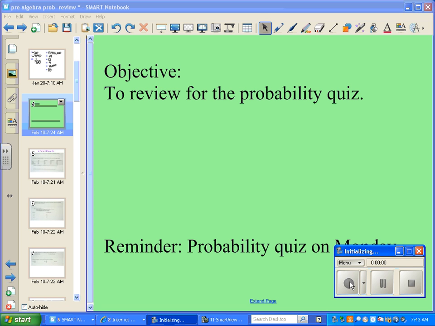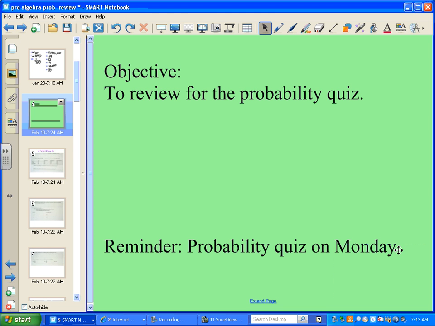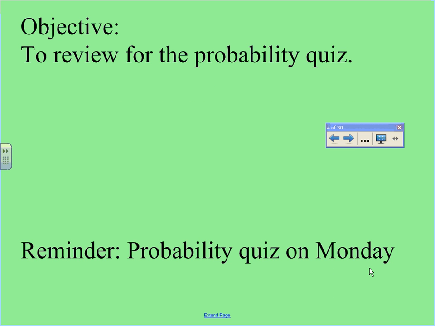Okay, our objective is to continue reviewing for the probability quiz. Just a reminder that your probability guide, as long as you did your review and are okay with what we do in class today, you should be prepared. Just remember, you have your notes to study from. If you ever want to practice more problems, cover up the review sheet answers and try some of them again. Okay? Do the same thing with the warm-up I gave you today.